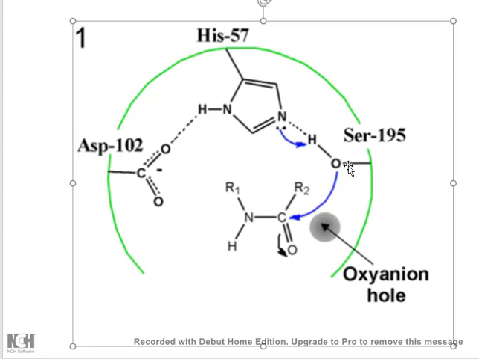In the first stage, the serine attacks the carbon of the peptide bond, and this is assisted by proton abstraction by the histidine residue, which removes a proton from serine and increases its nucleophilicity. So you can say that this part is general base catalysis by histidine, right?